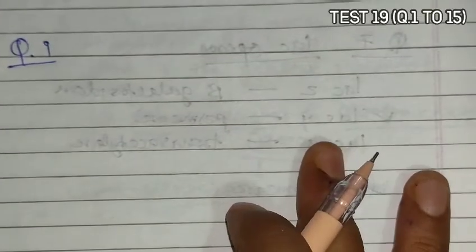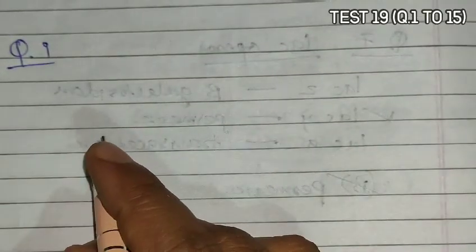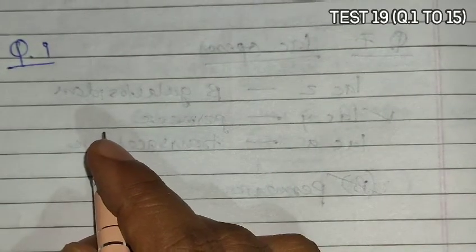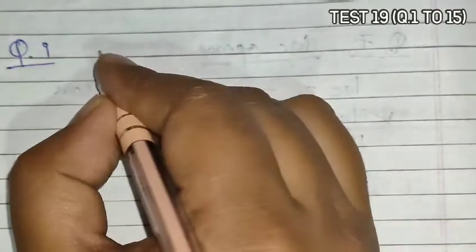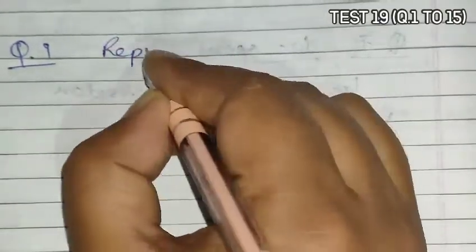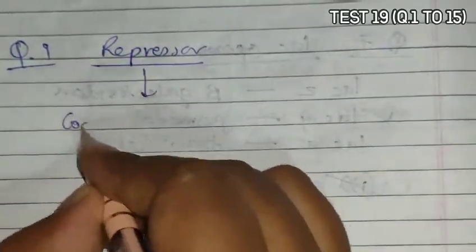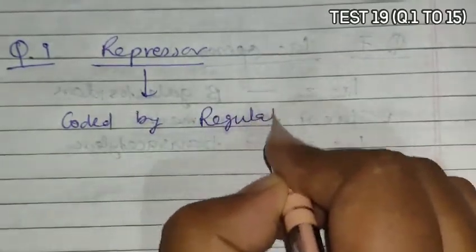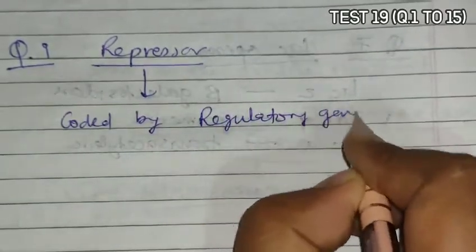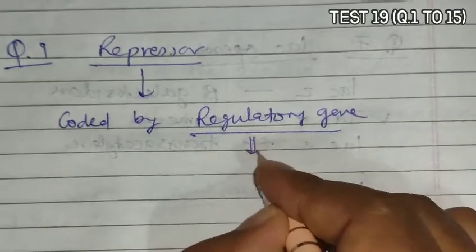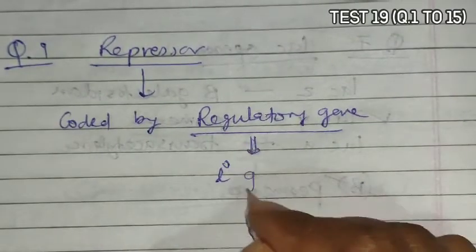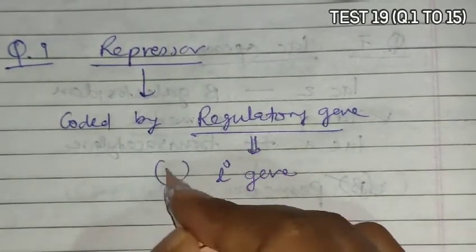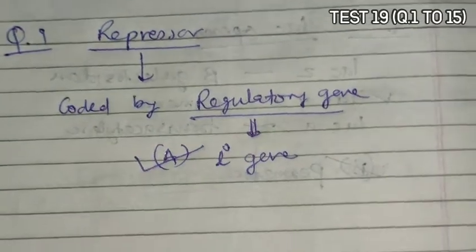Question 9 asks that in the lac operon, which one is responsible for the code of repressor? So repressor is an inhibitor that is coded by a regulatory gene, and the regulatory gene is the I gene. So option A is the correct answer.